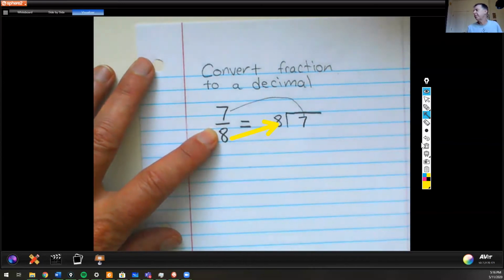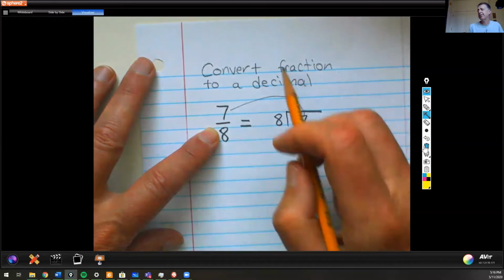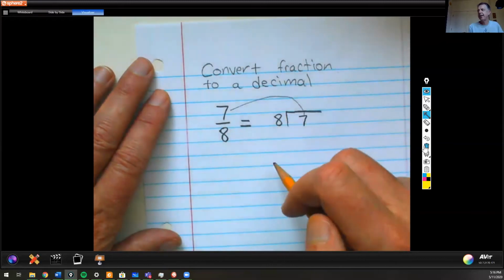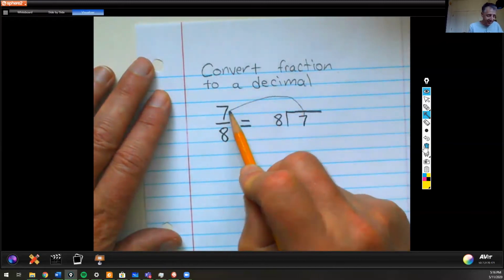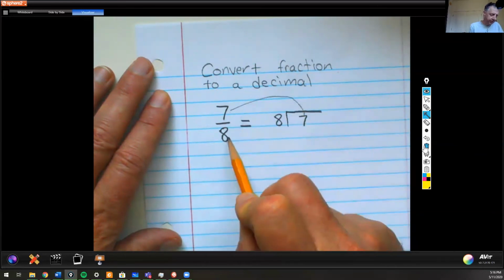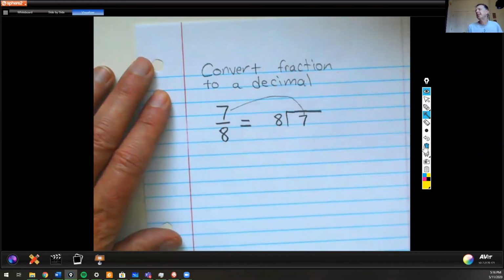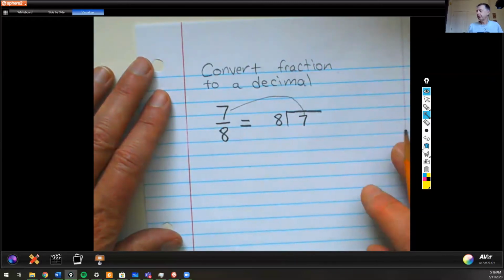And that is probably the most important thing to remember about converting a fraction to a decimal: you're going to divide by putting the numerator inside the dividing box and putting the denominator over on the side as the divisor. Once you've got that, it's just a matter of dividing. Let's go and do that right now.